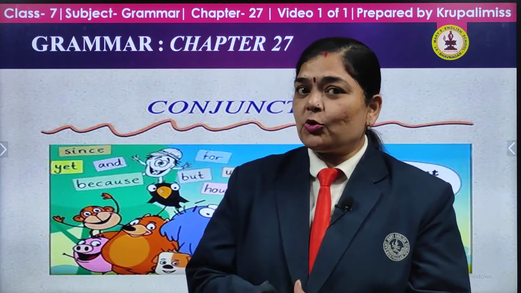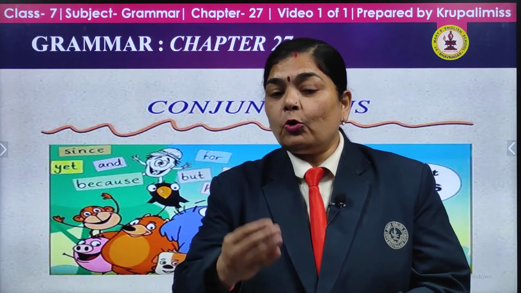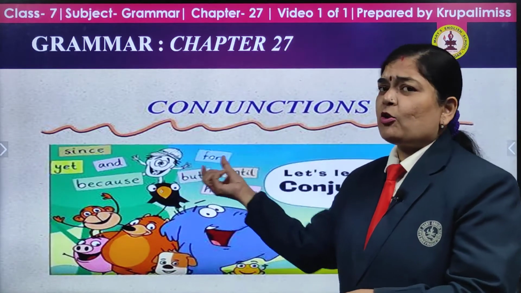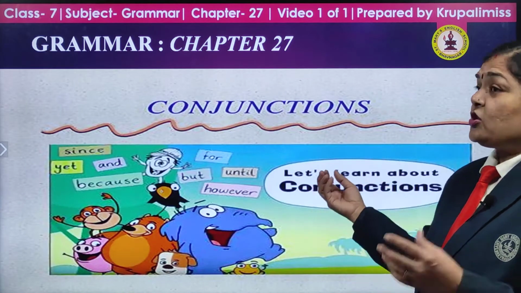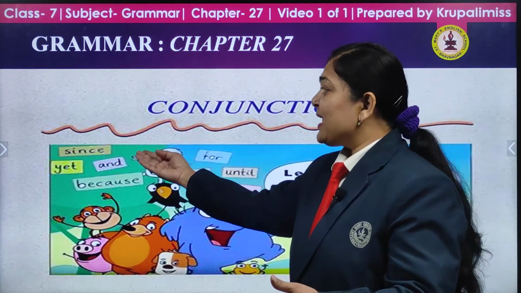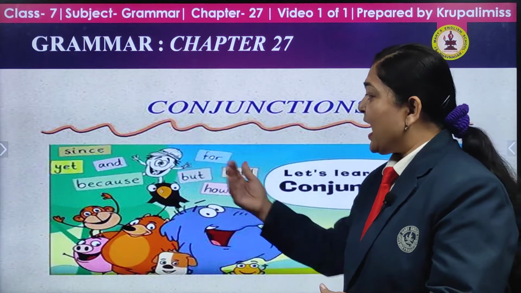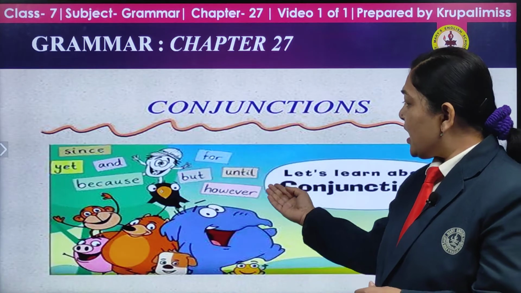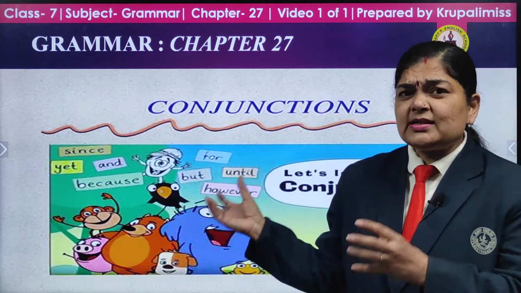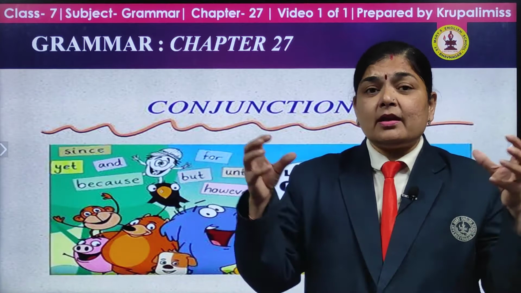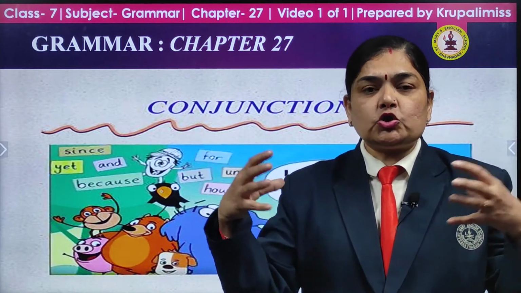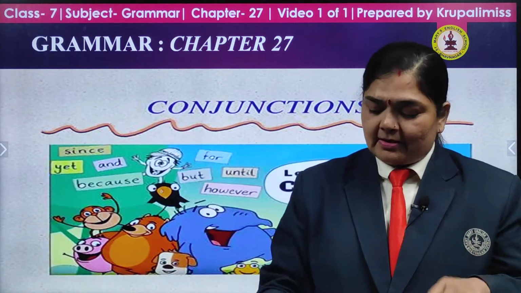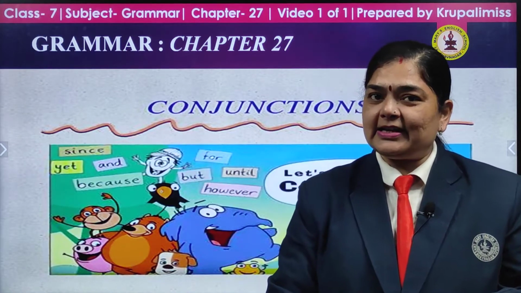Come on children, let us go through the chapter to know in more detail, right? So children, you can see some words over here. Let's learn about conjunctions. Conjunctions can be words like since, yet, and, because, for, but, until, however. These are all single words which join two types of sentences or statements together. Let us go into more detail.